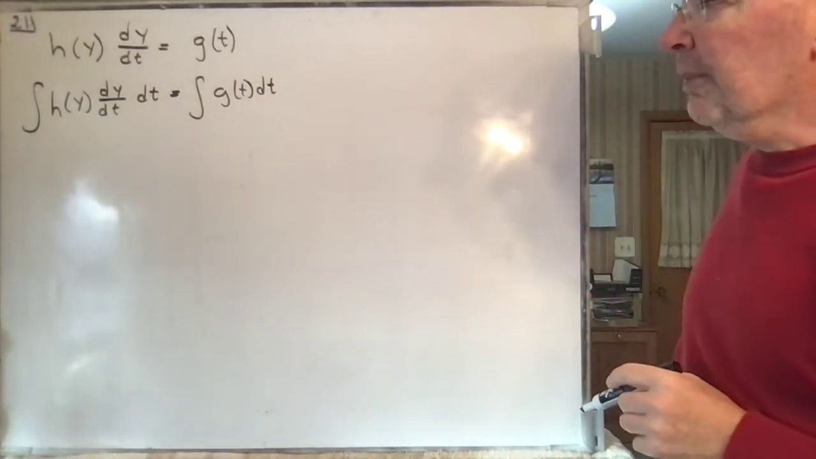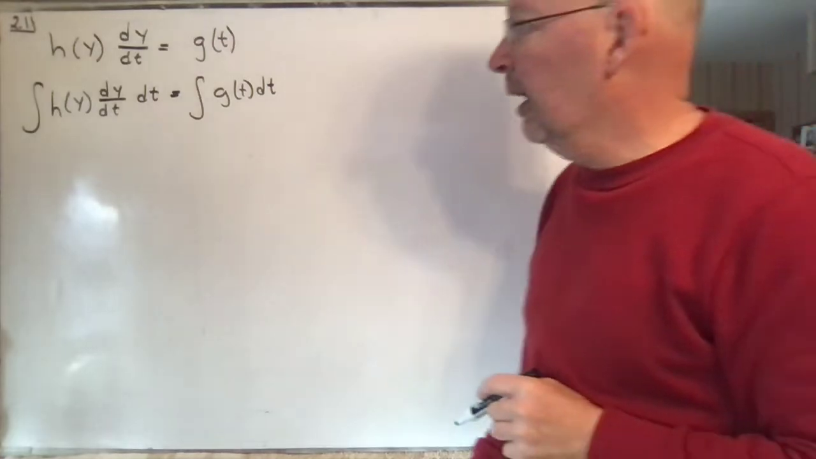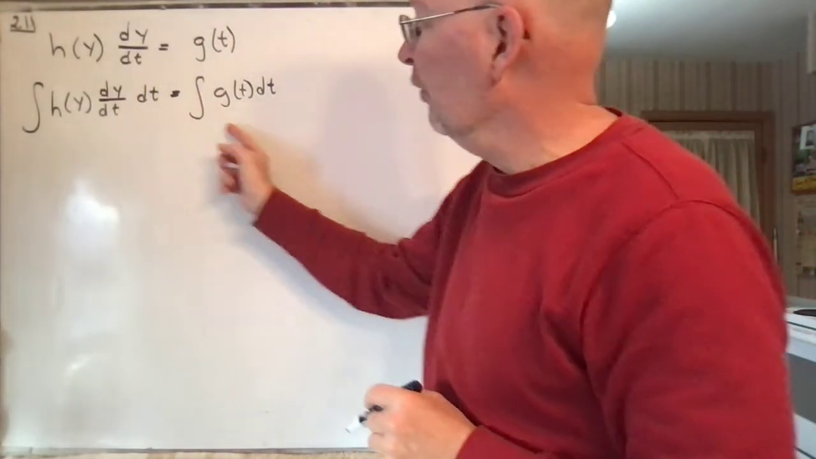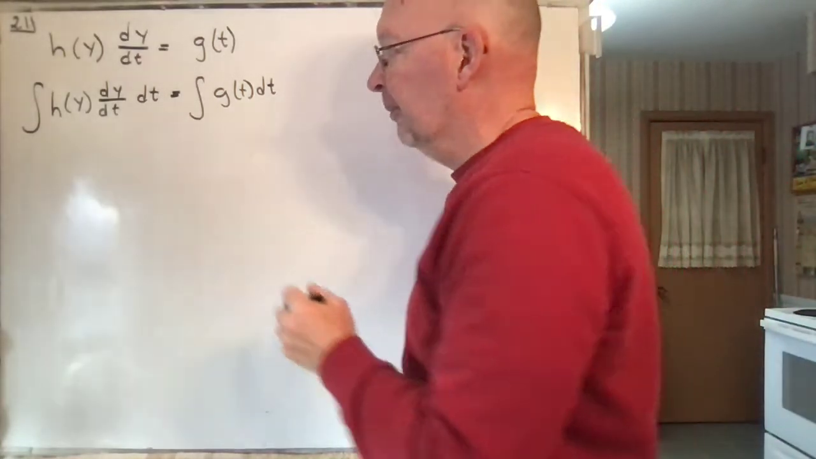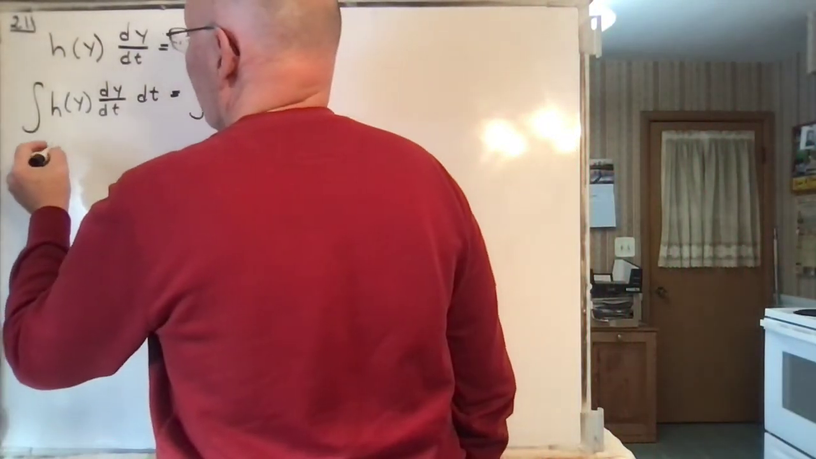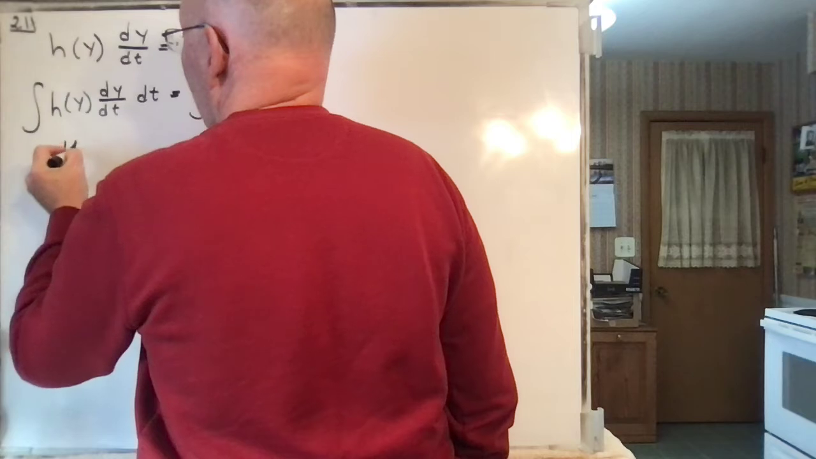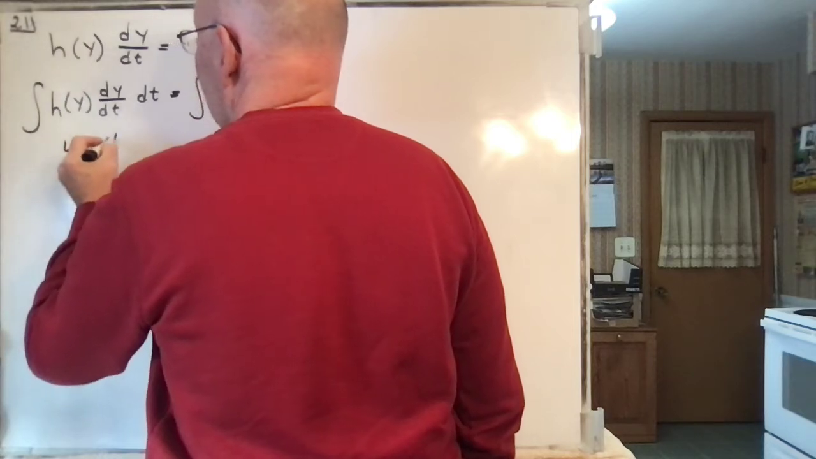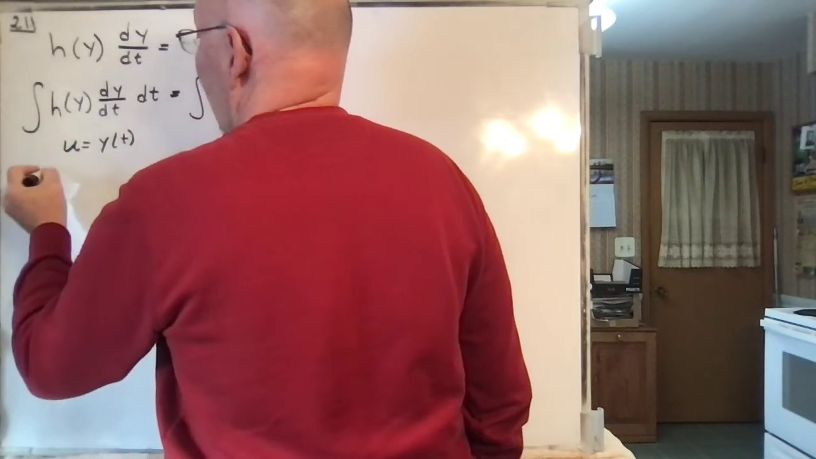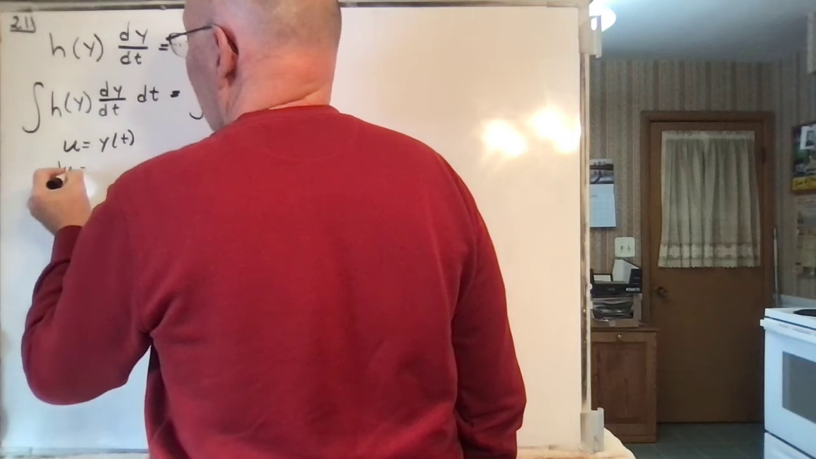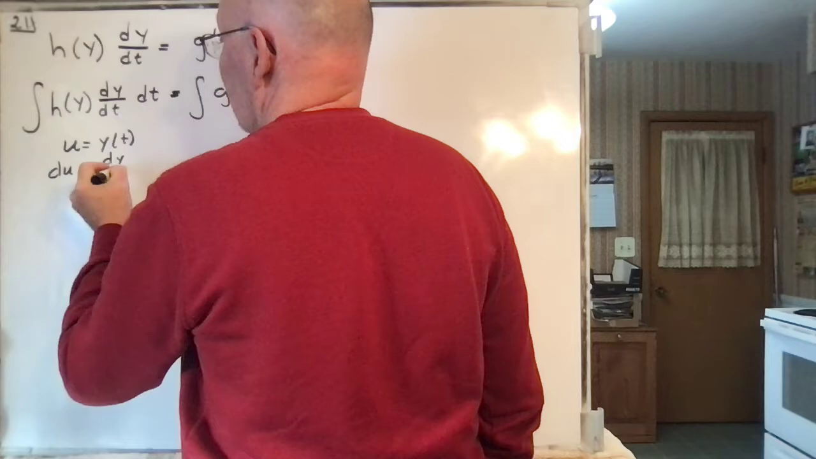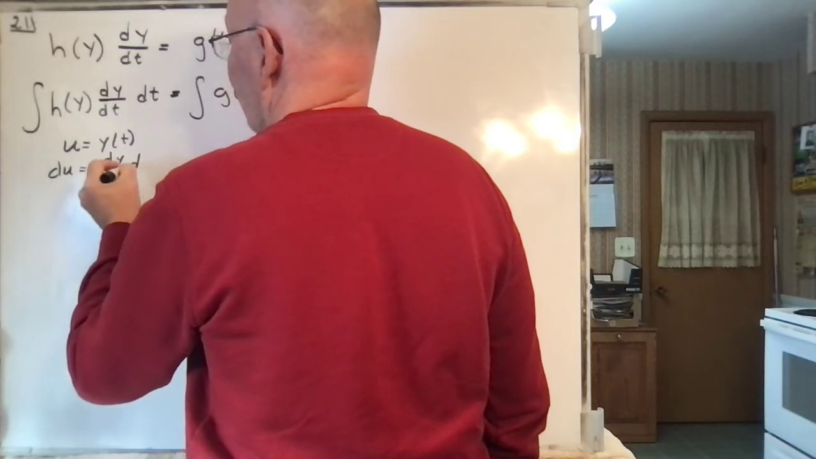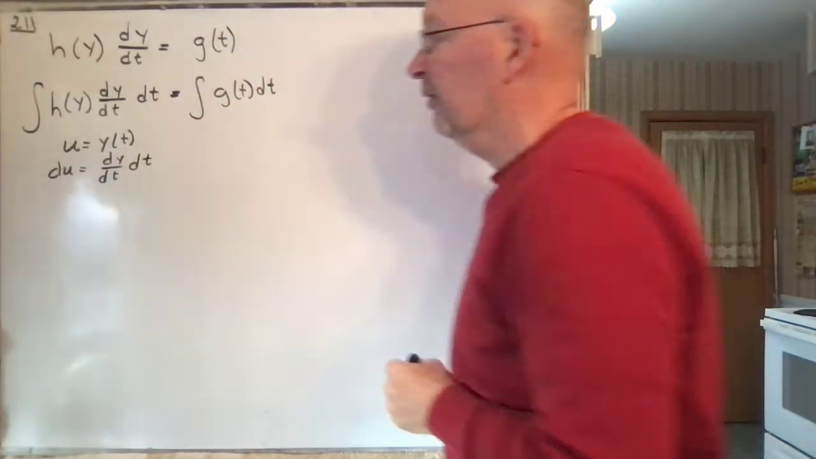And if we do that, then we can make a substitution over here. Remember how to make a substitution from Calc 1? What we're going to do is we're going to let u be equal to y of t, and so du is equal to the derivative of this, which is going to be dy dt times dt. That's how you make your substitution.